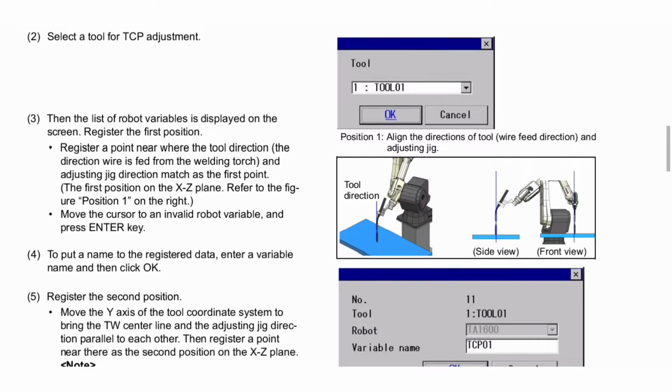The first position on the XZ plane. Refer to the figure, position 1 on the right. Move the cursor to an invalid robot variable and press the enter key. To put a name to the registered data, enter a variable name and then click OK.